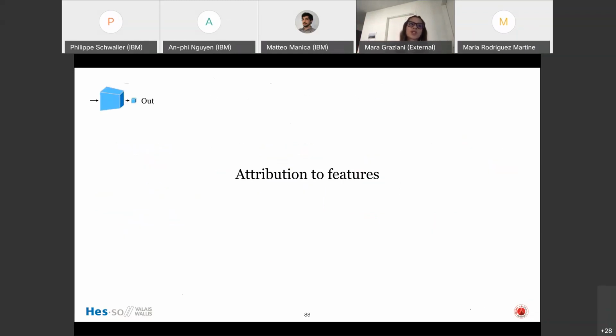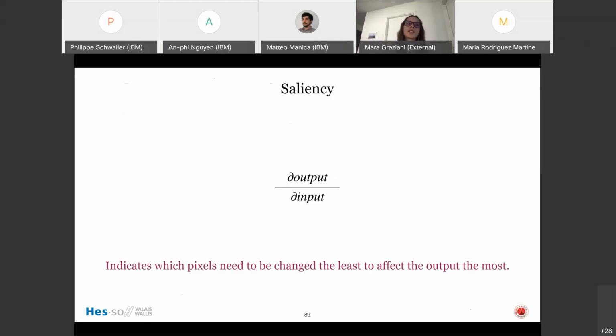Now, in attribution to features, we're looking for a vector of scores that tells us the contribution of each input pixel to the output. This, for example, can be computed by saying, okay, how would the output change if we change this pixel value? And this is more or less the definition of saliency maps. So it's a derivative operation of the output over the input. Which pixels in the image need to be changed the least to affect the output the most. And this baseline idea was then refined and improved by several other works, such as integrated gradients and guided backpropagation, and many others.